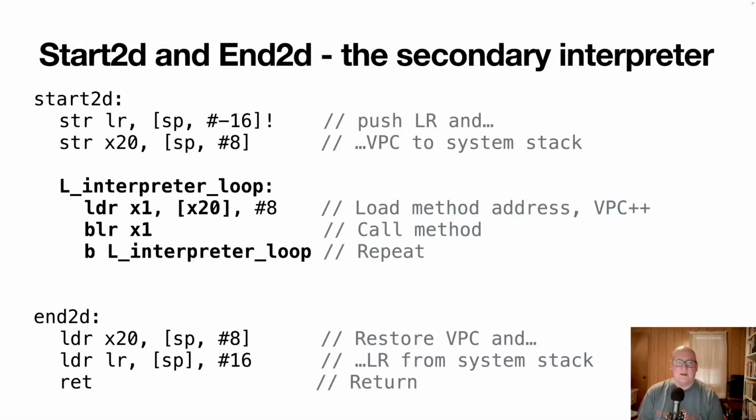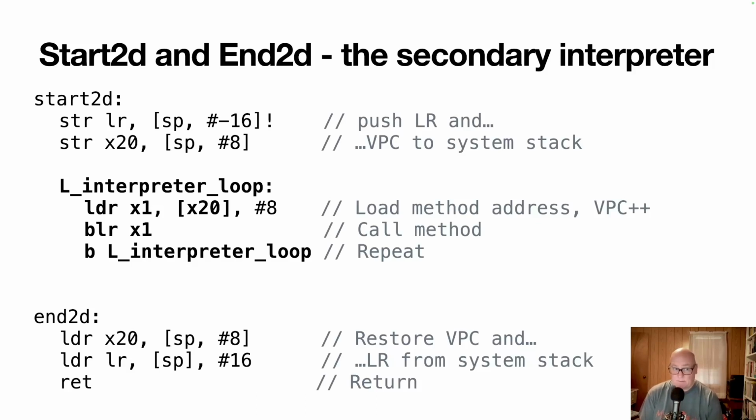Okay. So here's our interpreter. It's basically that thing walking through the list of methods in the secondary interpreter, or in the secondaries. And the core of it is that interpreter loop. We load X1 from X20, the virtual PC. We increment by 8, so it picks up the next word down. And then we branch, BLR is branch procedure call, basically, through the register X1. And when we get back, we branch to the top of the loop and keep going. Eventually, we'll hit an into D, and then we'll do the return.